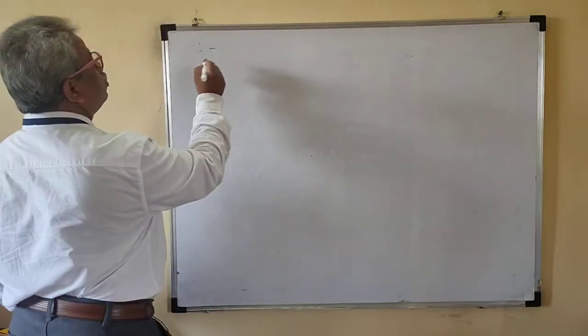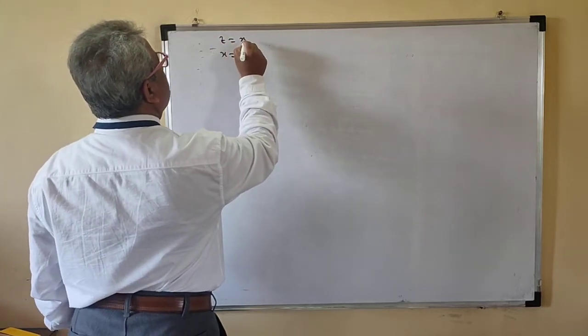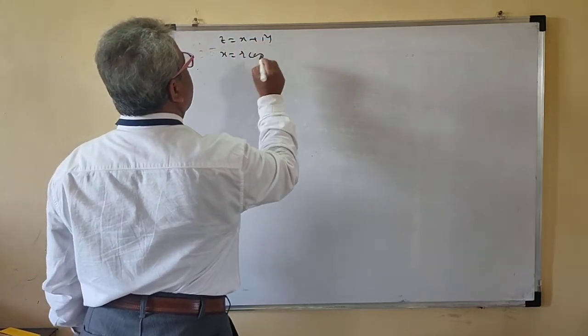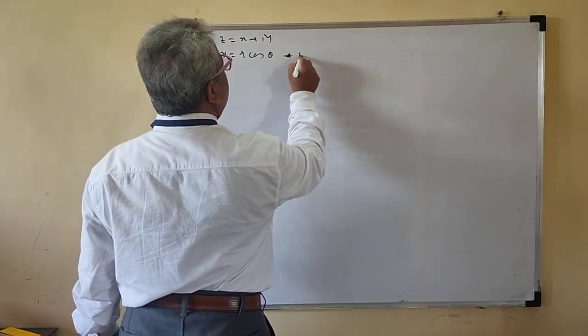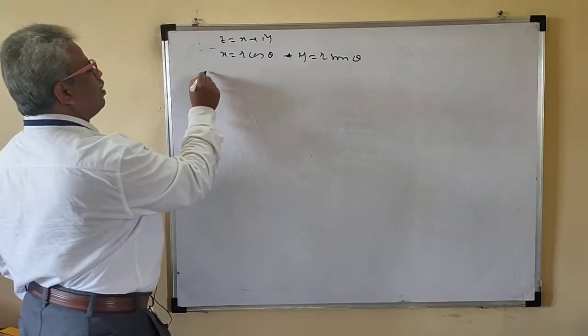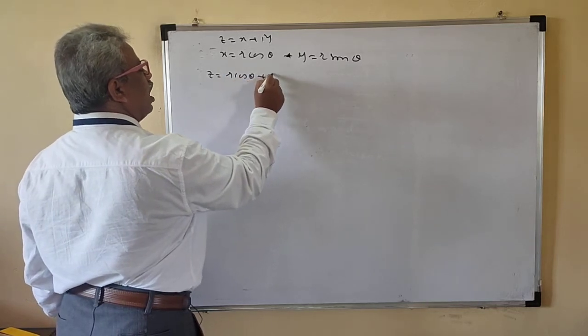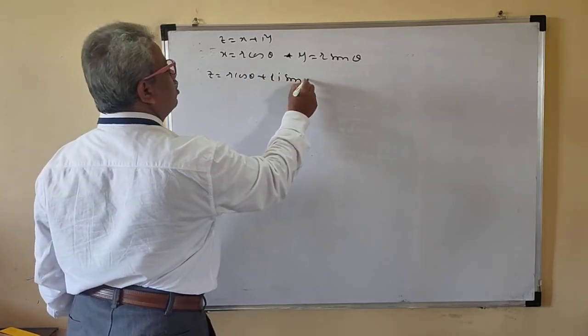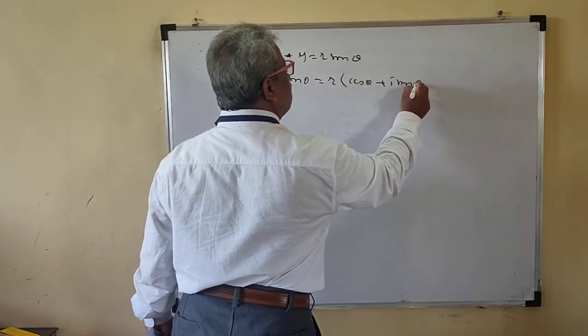So now suppose x is equal to r cos theta. Z is equal to x plus iy. X is equal to r cos theta, y is equal to r sin theta. These are the polar coordinates. So that means you can write z is equal to r cos theta plus i r sin theta, that is, r times cos theta plus i sin theta.